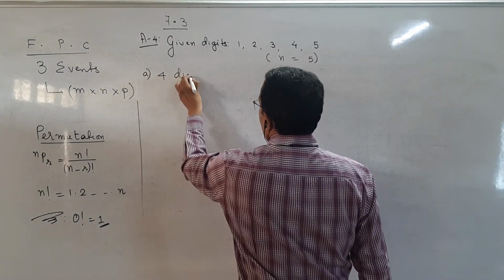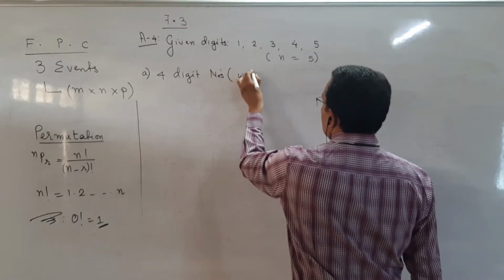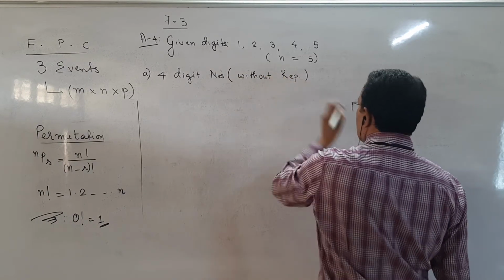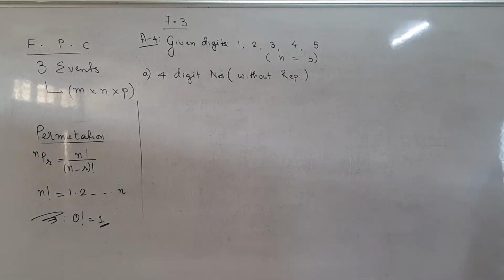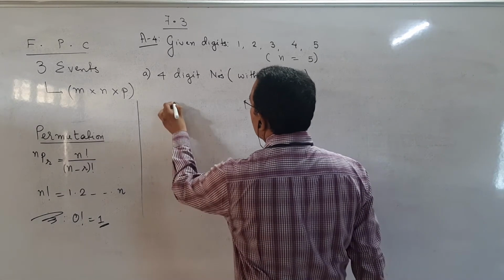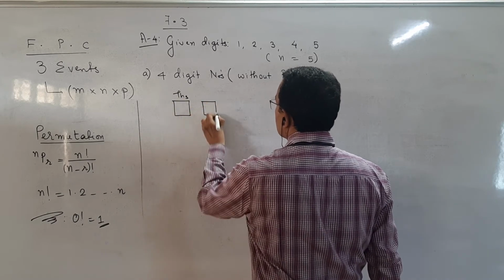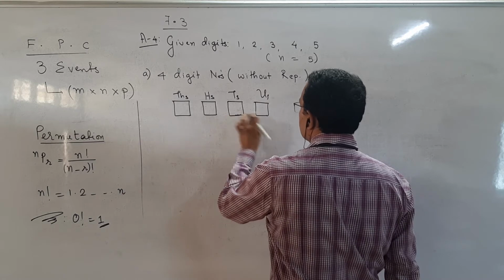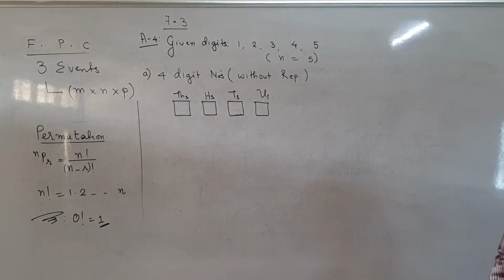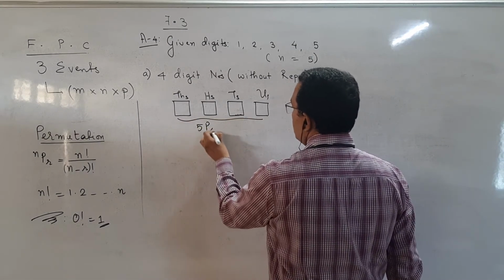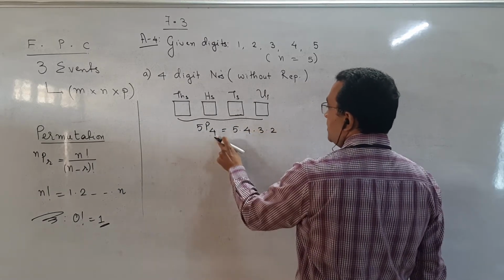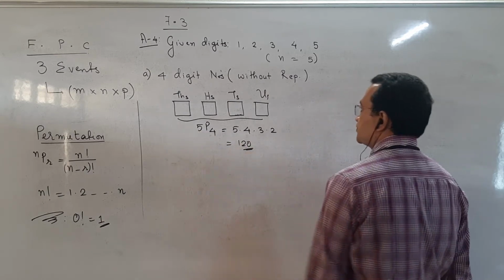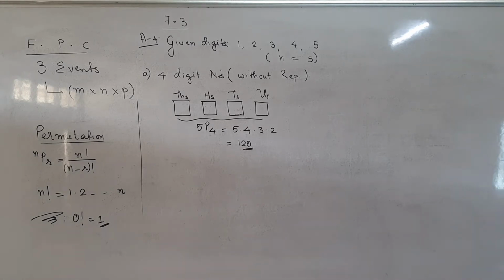First part of the sum, 4-digit numbers without repetition. Okay, students. So I have to draw 4 boxes: thousands place, hundreds place, tens place, and units place. Now 0 is not a digit. Given are 5 digits and I have to arrange any 4. So from 5, 4 digits can be arranged in 5p4. So this is 5, 4, 3, 2. 5p4, so write 4 decreasing factors from 5. So this answer is 120. So total 4-digit numbers formed are 120, and that is very simple, students. It is the simplest part of the sum.